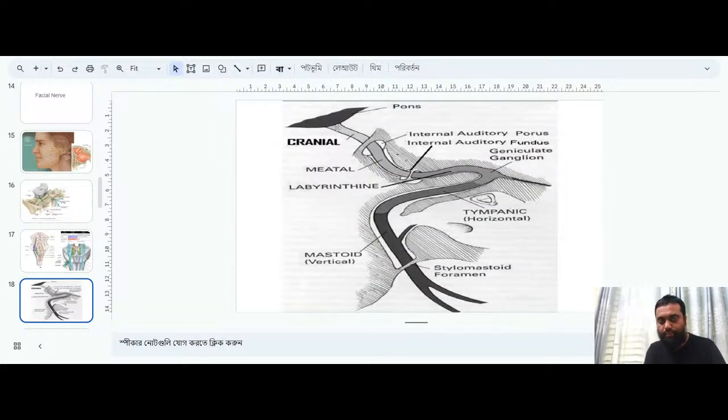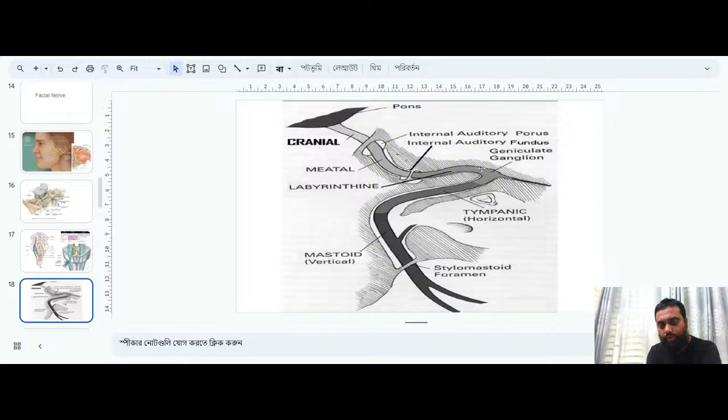Here we can see the course of the facial nerve. I think you have to draw and label this as your homework, the course of the facial nerve. Here you can see the intracranial part of the facial nerve. From the pontomedullary junction, the facial nerve comes out, and here is the internal acoustic meatus. Through the internal auditory canal, the facial nerve moves laterally and forward.